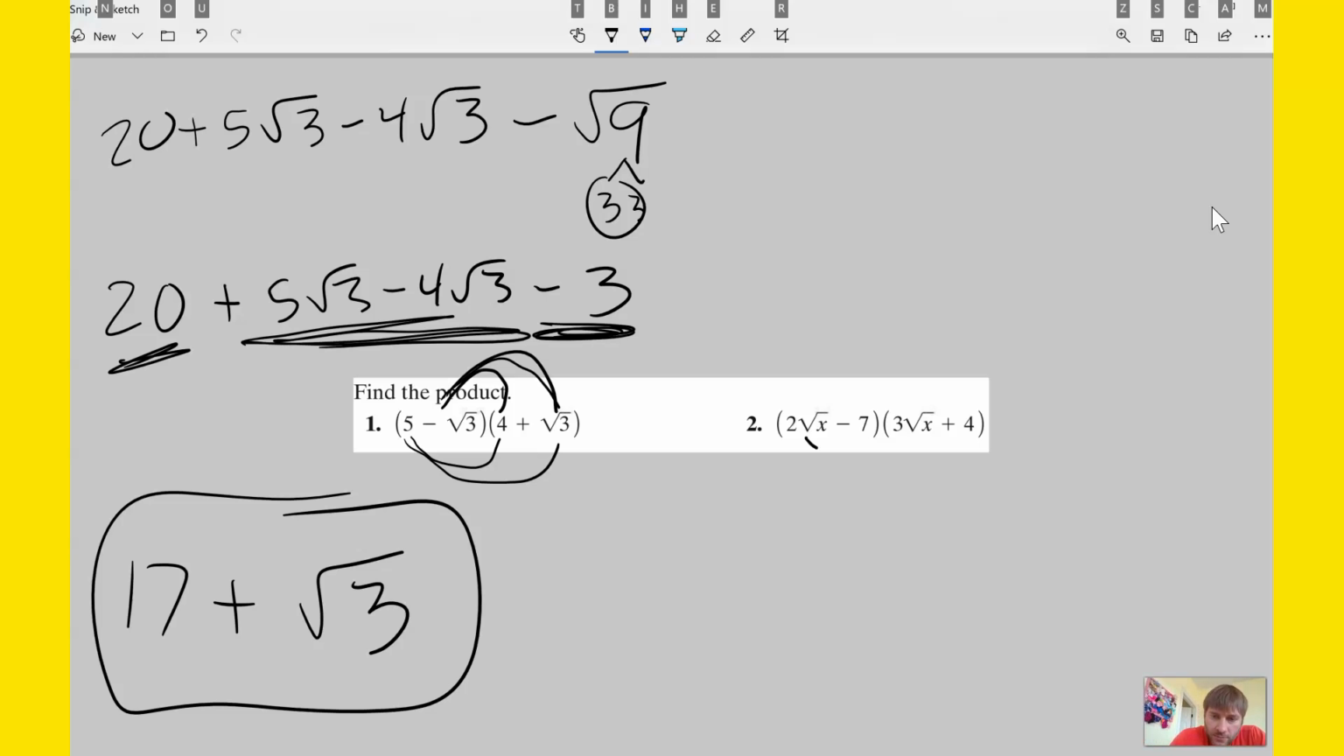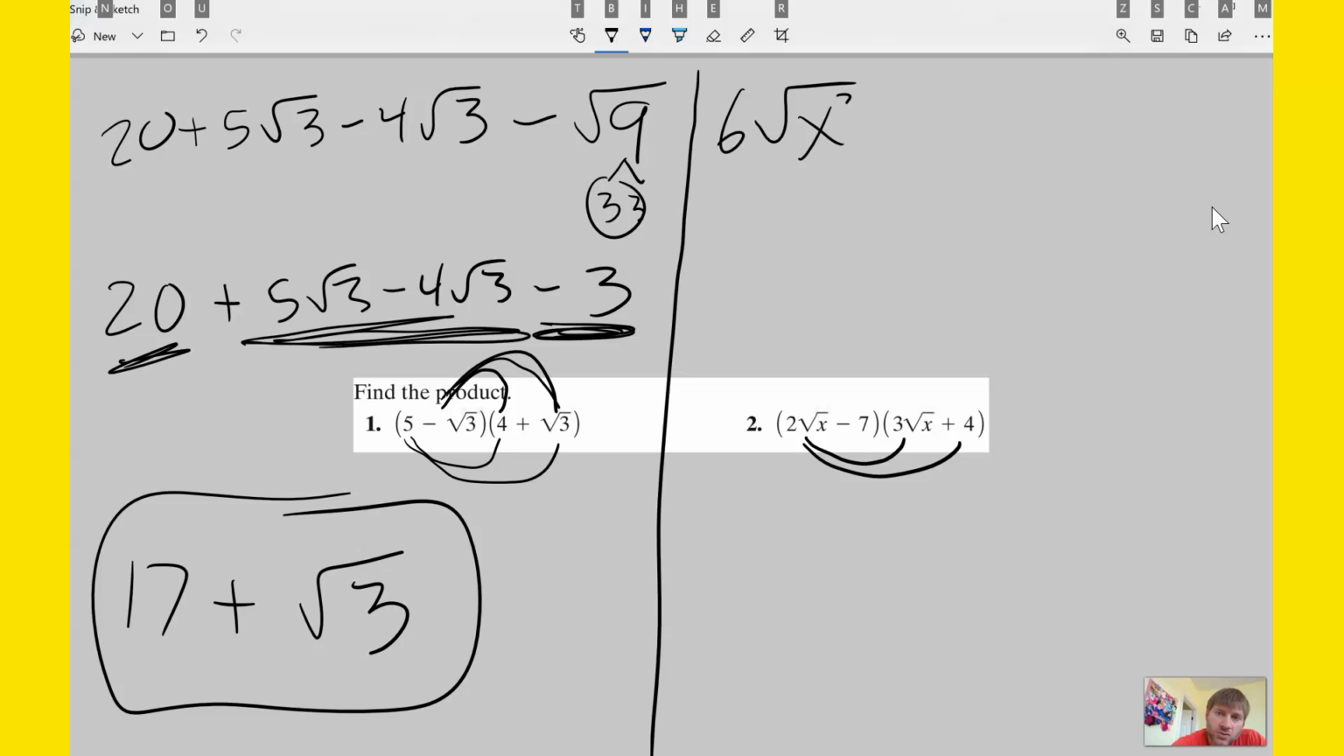Do the same thing here. Distribute the 2 root x to both of those. So that's going to be 2 root x times 3 root x is 6 root x squared. Right? 2 times 3 is 6, and x times x is x squared, so the square root of x squared. 2 root x times 4 is plus 8 root x. And then distribute the negative 7 to here. So negative 7 times 3 root x is minus 21 root x. And negative 7 times 4 is negative 28.